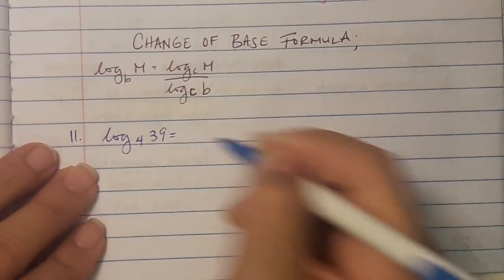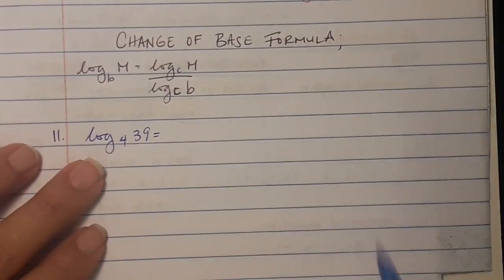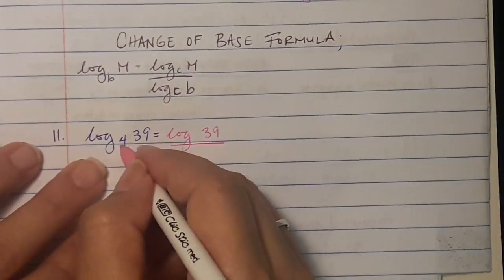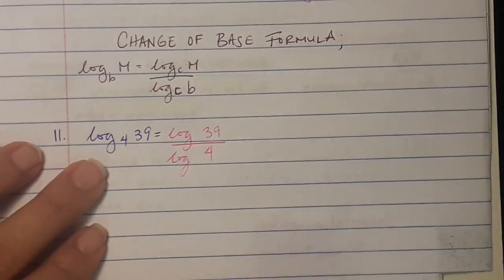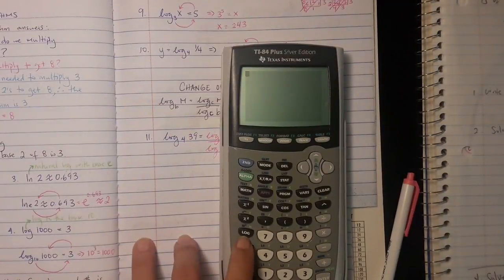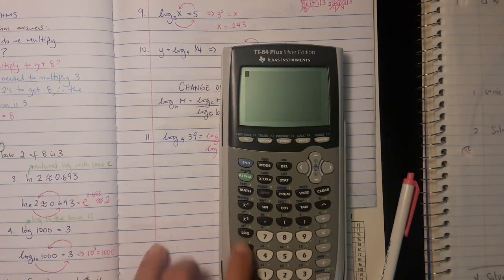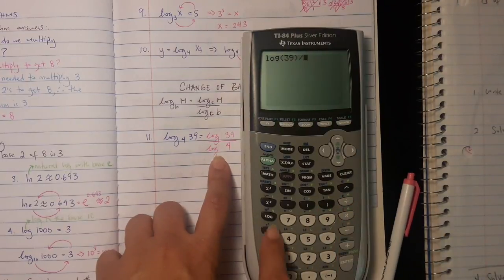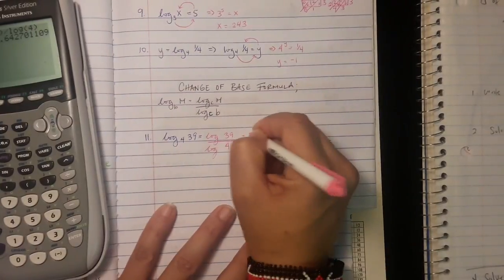So if you had this, it would be log of 39, the number itself, over, and this is to the base 10 by the way, over log of 4. The reason we do this is so that we can put it in the calculator, because there is no log to the base 4 in the calculator. So we're going to use log, that's again naturally base 10, 39 divided by log 4, and we can evaluate it in the calculator to roughly 2.64.